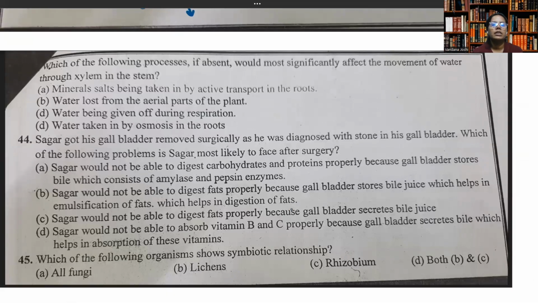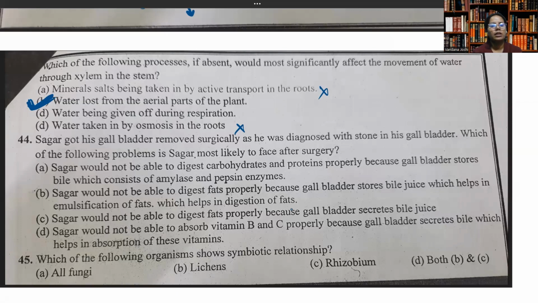Next, which of the following processes, if absent, would most significantly affect the movement of water through xylem in the stem? You know that xylem is used for conduction, transportation of water, and if one of these processes was absent, movement of water would be affected. So for this, water loss from the aerial parts of the plant is going to be the answer. Okay, roots do not have to do anything. Being given off during respiration, not really. So water loss from aerial parts of the plant.